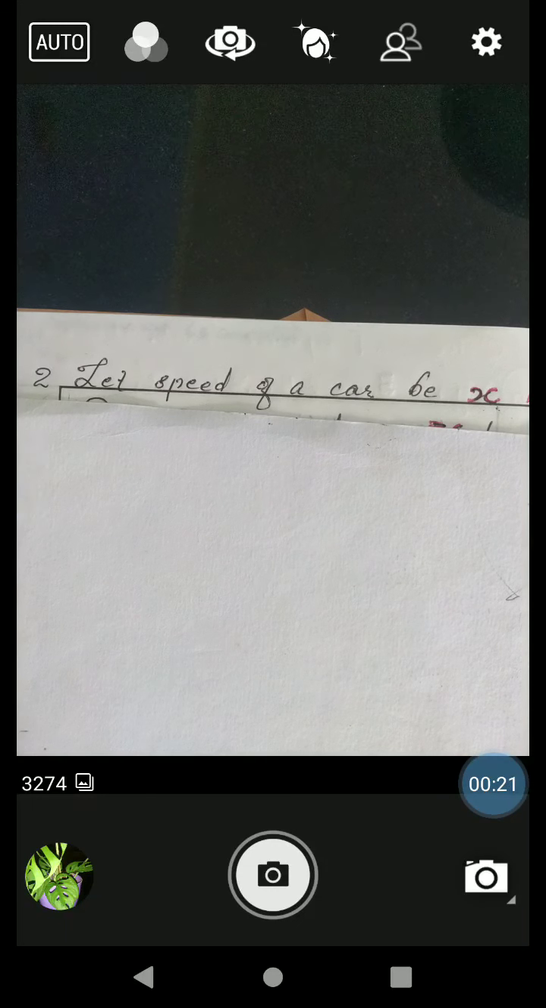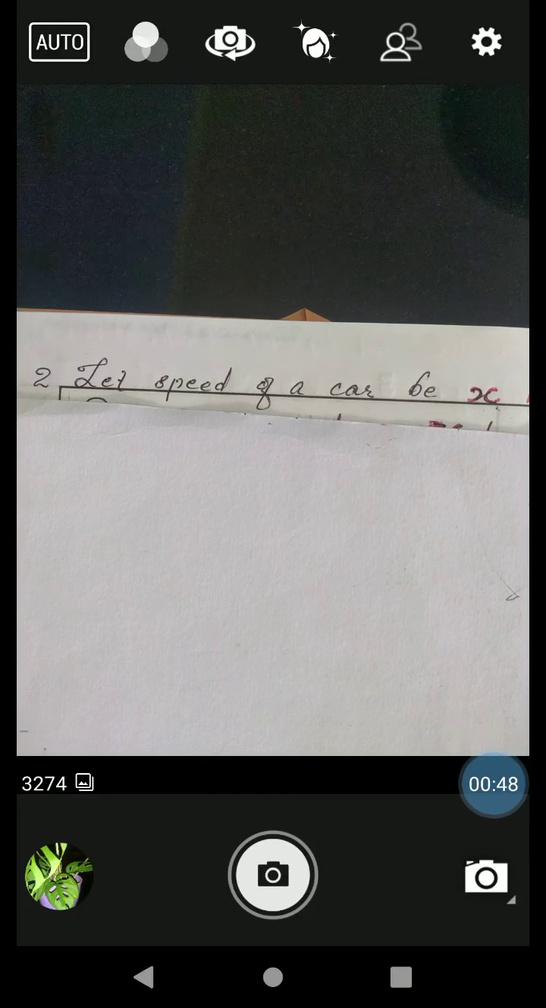Okay, now let's start exercise 6C. Second question. First question is homework and second question, I'll read the question. If the speed of a car is increased by 10 km per hour, it takes 18 minutes less to cover a distance of 36 km. Find the speed of the car.